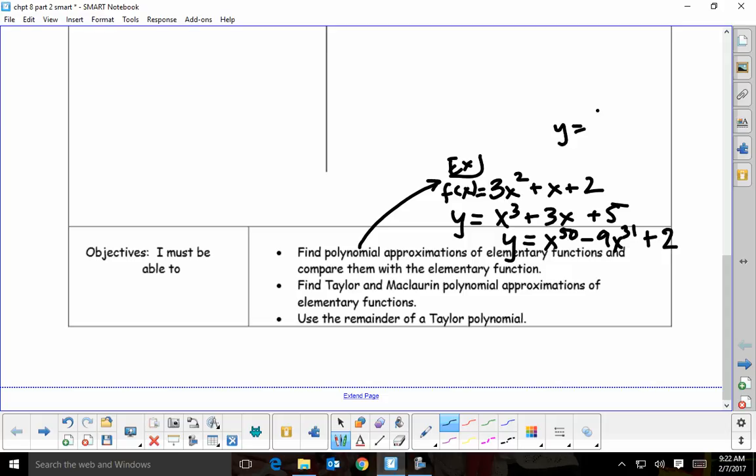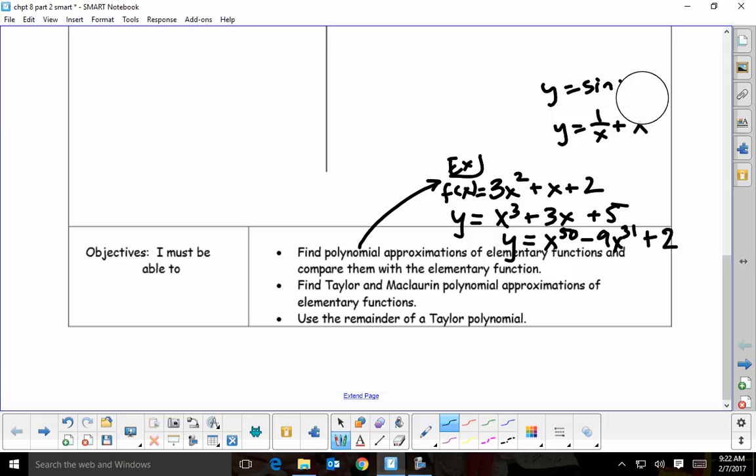Is this guy a polynomial? Yeah, yes. No, okay, you can't have negative exponents. That is not a polynomial. Is this guy a polynomial? No. No, okay, that's a trigonometric function.